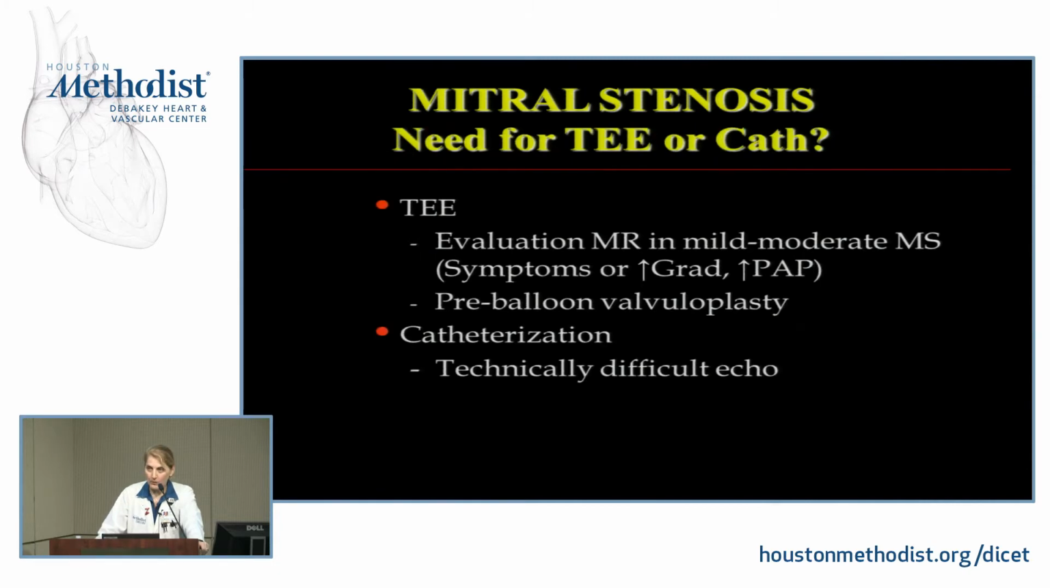What's the role for TEE in mitral stenosis? Well, only to evaluate mitral regurgitation, somebody who's having a whole lot of symptoms, mean gradient may be higher than what you'd expect for their mitral stenosis. Their PA pressures also may be higher than what you'd expect for their mitral stenosis. These valves are very calcified, and the jet's very eccentric, so sometimes it hides on the transthoracic. So you're using the TEE to see if it's actually much worse and was hiding on that transthoracic exam. And of course, for pre-balloon valvuloplasty, you use it also to grade that severity of mitral regurgitation. There really is no role for catheterization in mitral stenosis unless the echo is uninterpretable.